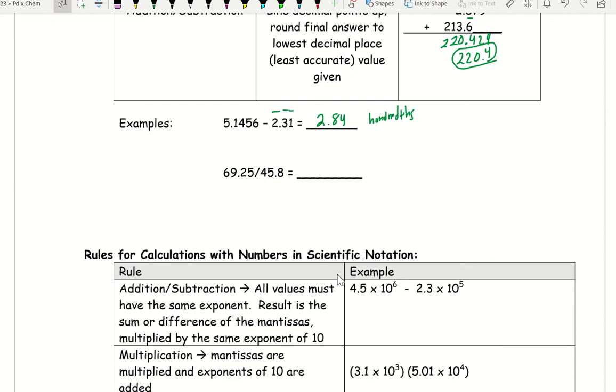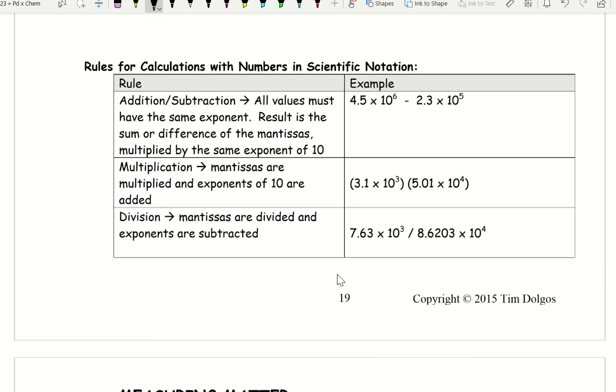All right, and the next one, same idea, we divide, but this number, we go with the least significant digits, it's 3. So our answer goes out farther, but it's 1.51. So to 3 sig figs in this case. And you'll hear me say digits or figs, they're the same idea. Here are the rules for calculating with scientific notation.